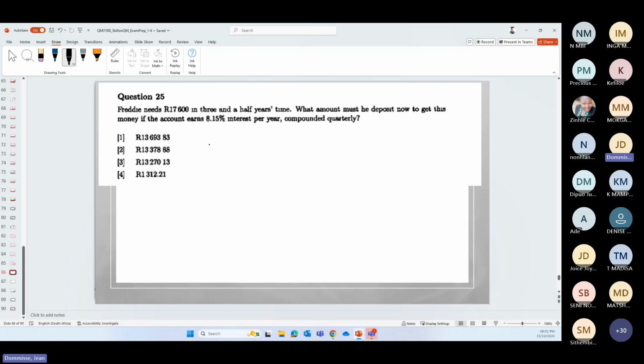So Freddie needs 17,600 in 3.5 years time. So that is your future value. What amount must you deposit now? So in the end, you need to get a present value. So again, you guys now nearly know this process. He's got that interest rate per year, and then again, we're going to compound quarterly.